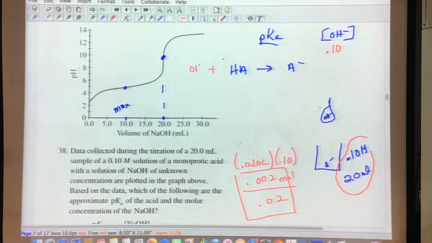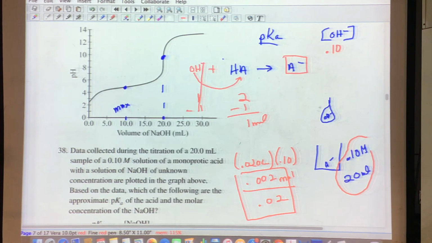I did not add enough base to neutralize all of this, but whatever base I did add forced the production of the conjugate base. Since if I make this 2 moles of acid in my beaker and I add 1 mole, you can all see this is a 1-to-1. I would lose 1 mole, and I'm left with 1 mole left. This would go bye-bye, and I'd produce 1 mole of this with 1 mole of acid.